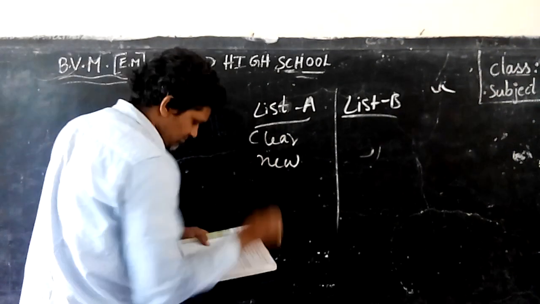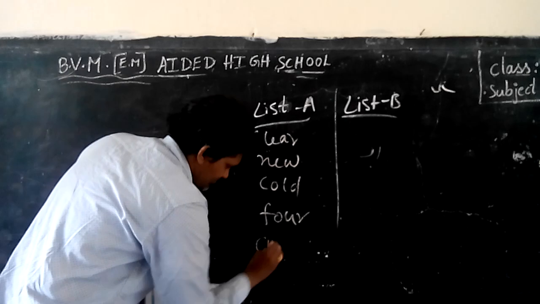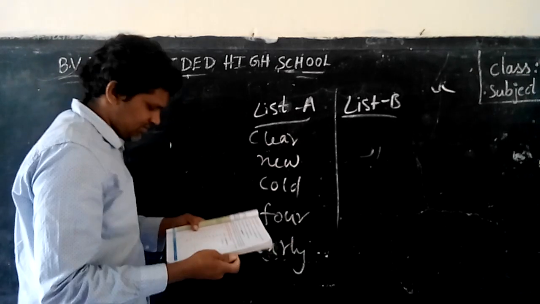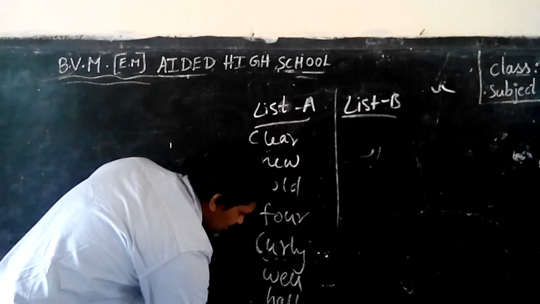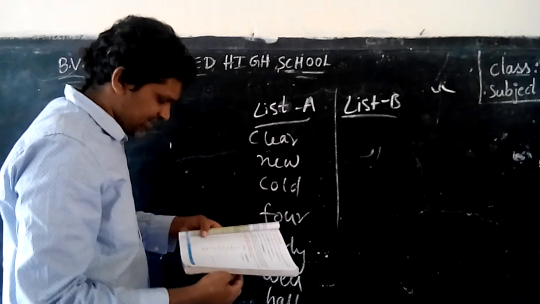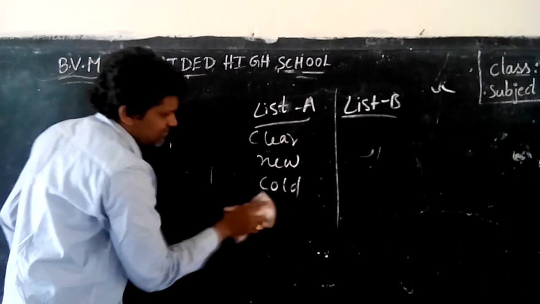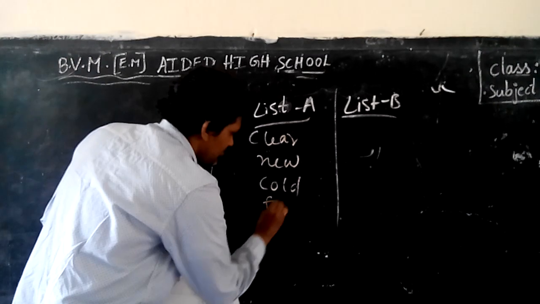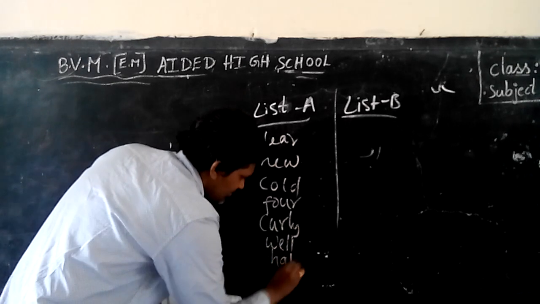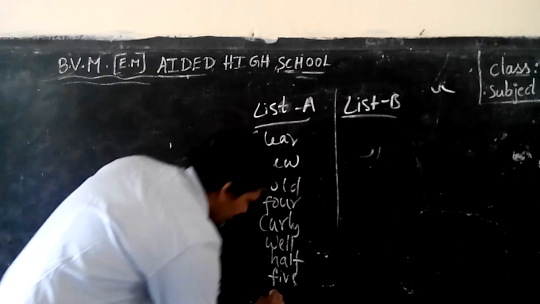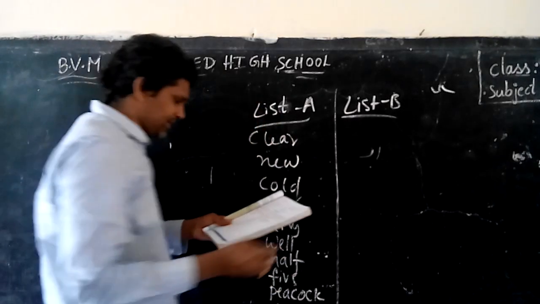New, cold, for, curly, well, half, five, peacock, and long. In the same way, some words are given on the B side also.